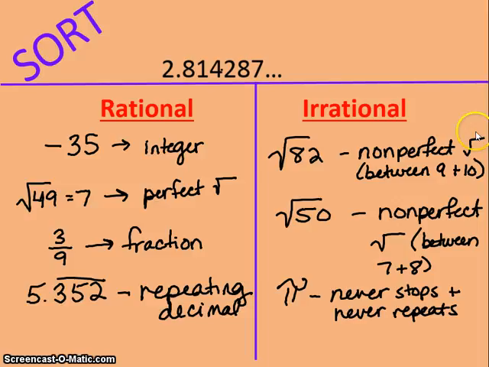What about this one? 2.814287 dot dot dot. That dot dot dot means that it goes on forever. Is there any type of repetitive pattern here? No. So this is an irrational decimal because it goes on forever and never repeats. So same reason as here.